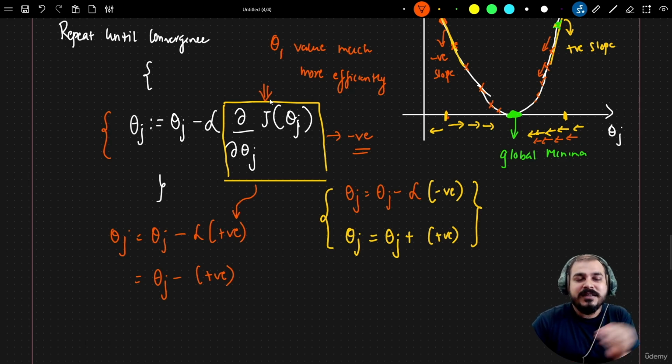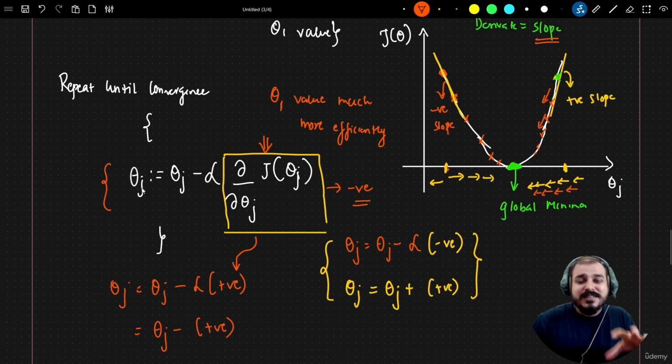So obviously this convergence algorithm will work, because what I am actually doing is calculating the slope in such a way that if it is a negative slope, the theta j value is going to increase. If it is a positive slope, the theta j value will decrease. So this is what the convergence algorithm is all about.